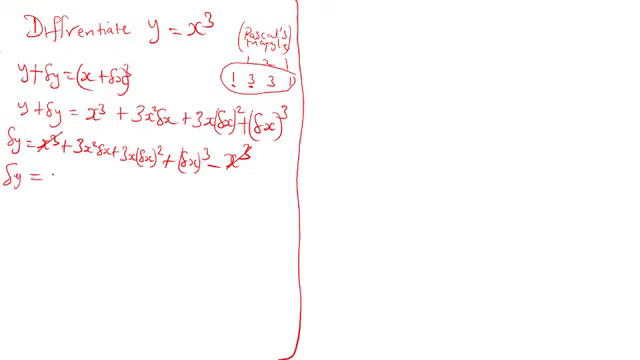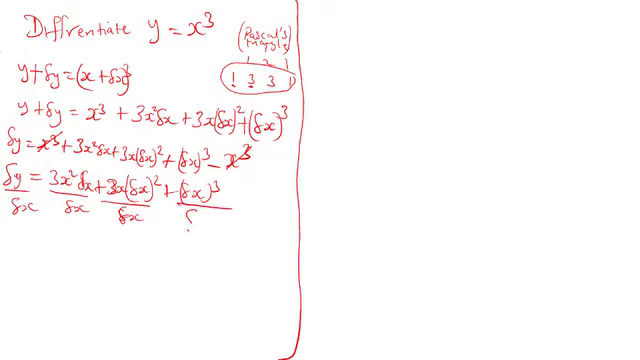So change in y becomes equal to 3x squared change in x plus 3x change in x all squared plus change in x cubed. Now we are dividing by change in x, because it's rate of change. This is change in x, and we are dividing this by change in x. So this cancels, this becomes 2, this goes with this, we have 1, and this takes off this.